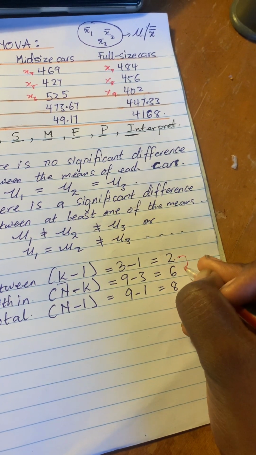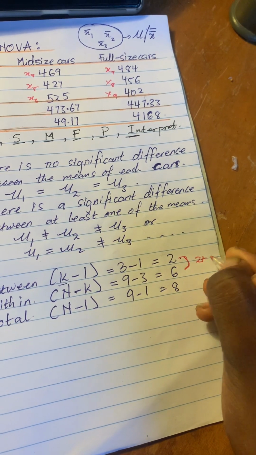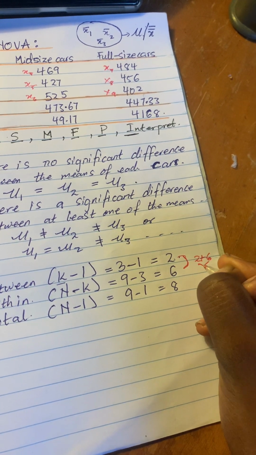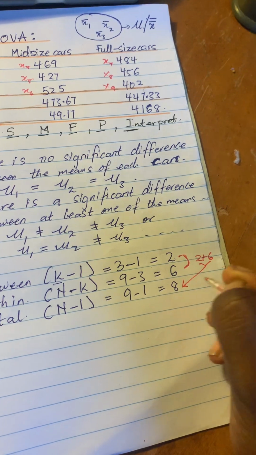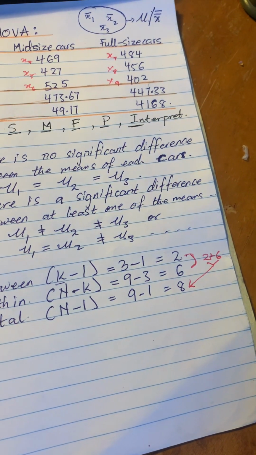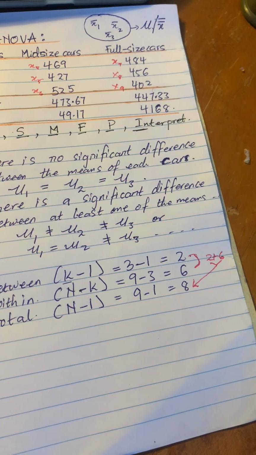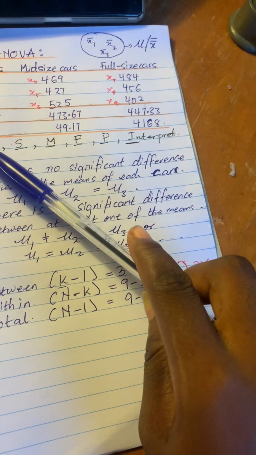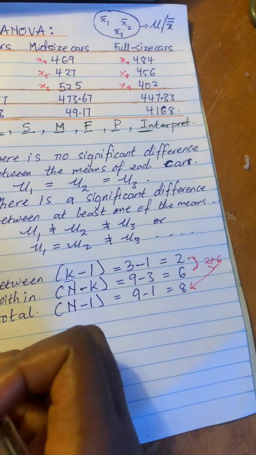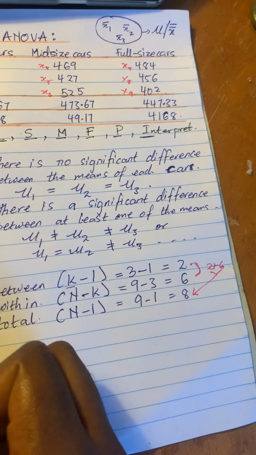Note that the between groups plus the within groups will give us the total. So 2 plus 6 will give us 8. So that's it with the degrees of freedom.